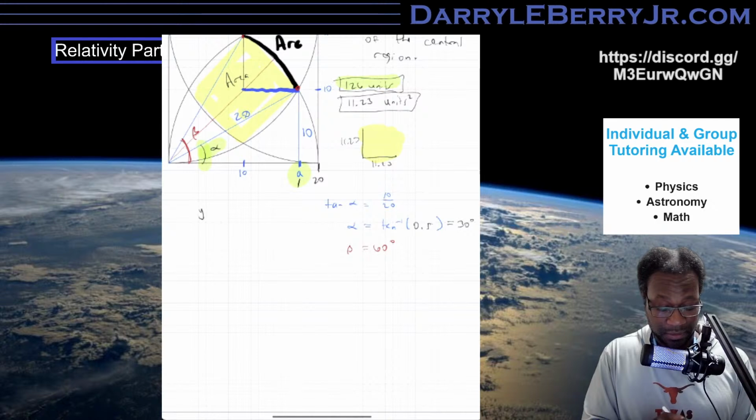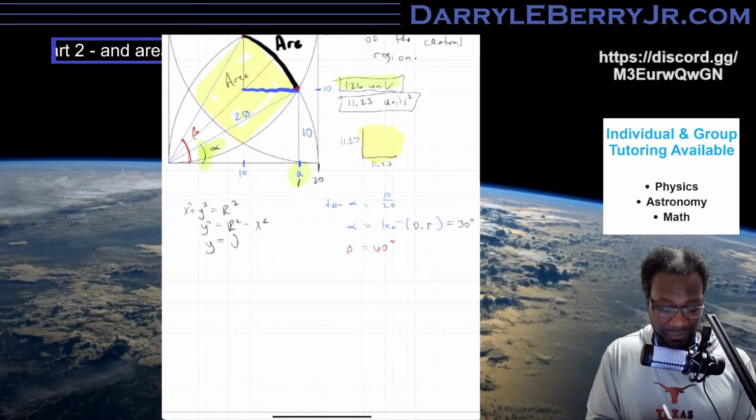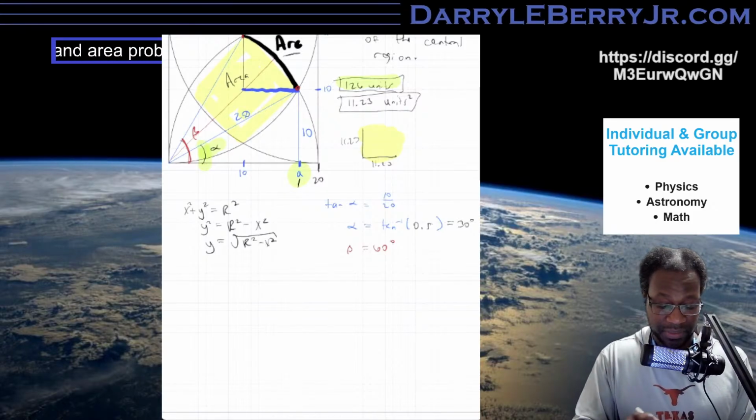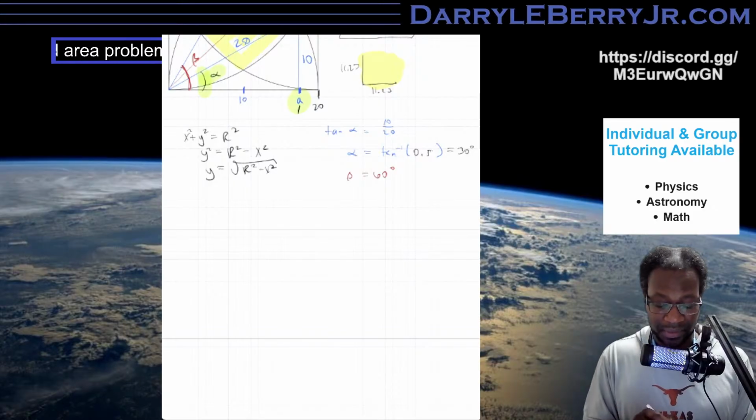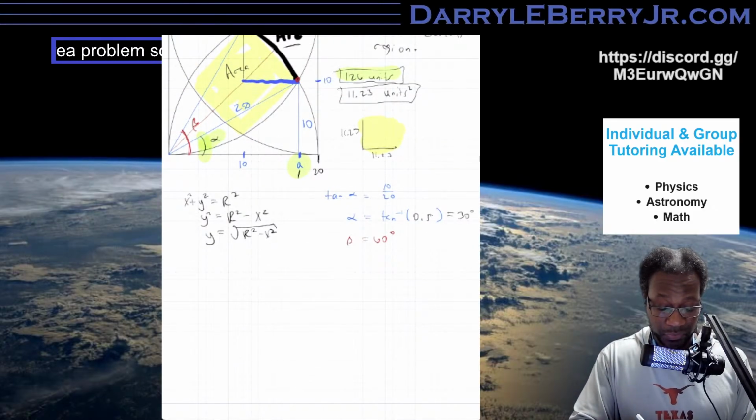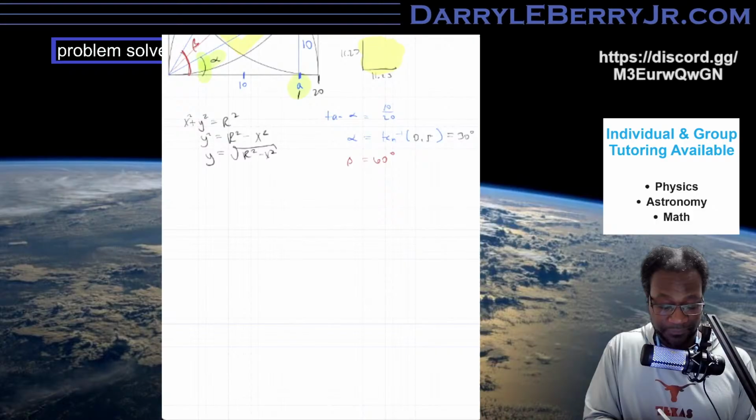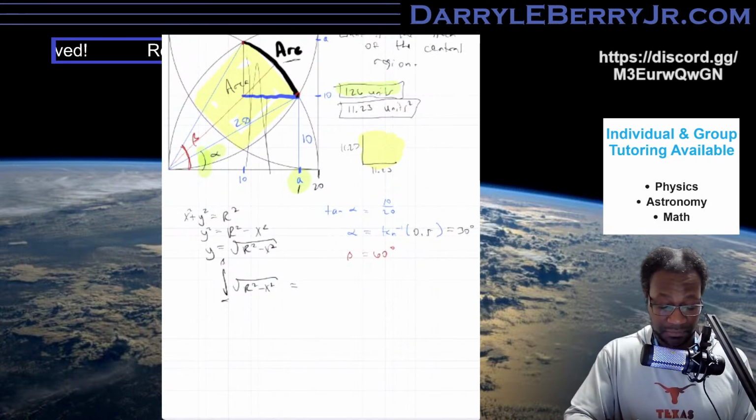And so basically I parameterize this line, so we know that x squared plus y squared equals r squared. So y squared equals r squared minus x squared. So y equals the square root of r squared minus x squared. So this is the equation of this line here. But now I know I need to integrate from these two angles, the angle alpha and the angle beta. So basically integrating from alpha to beta of the square root of r squared minus x squared will give me the area of everything here. It gives me that entire area.